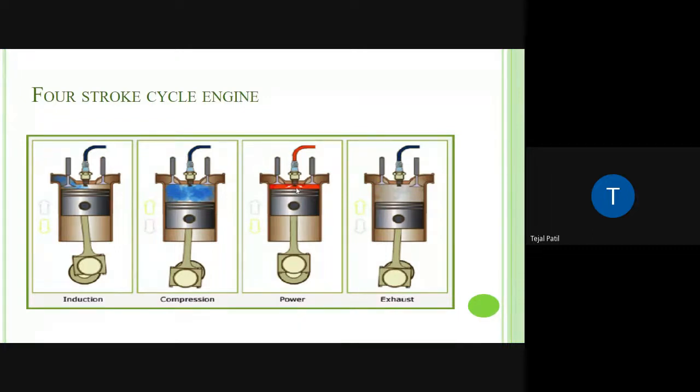And due to ignition, the force will be applied on this piston, and the piston will move downward, and that is known as the power process. Again, the exhaust gas has to be sent outside so that the cycle can repeat again. That's why the piston will move upward, and burnt gases will be thrown outside. So this is the four-stroke diesel engine cycle.